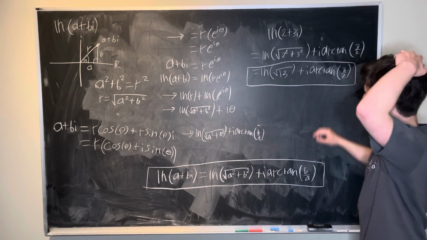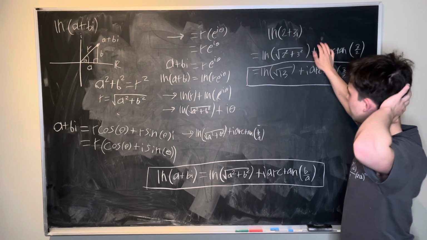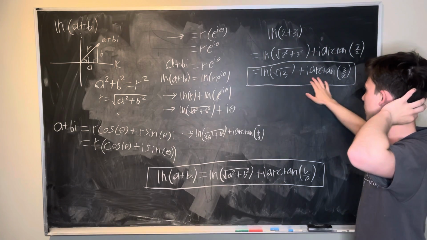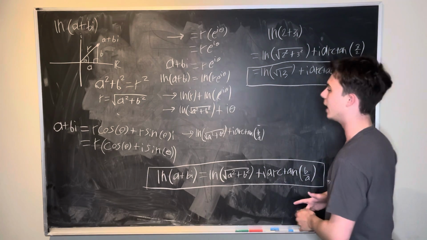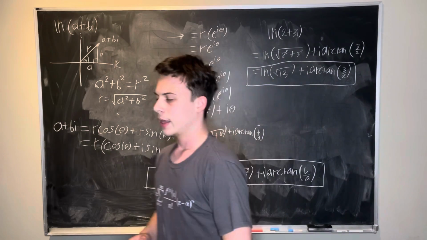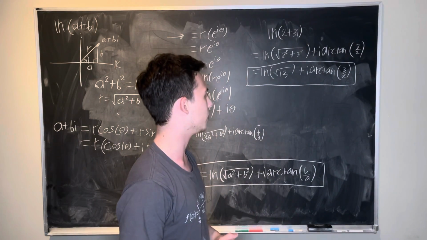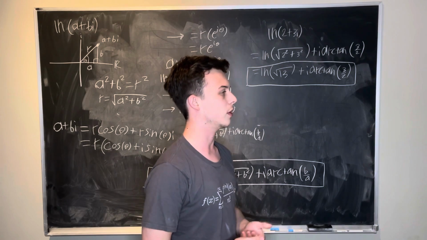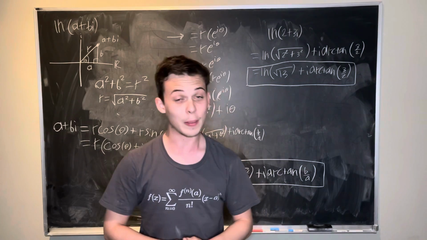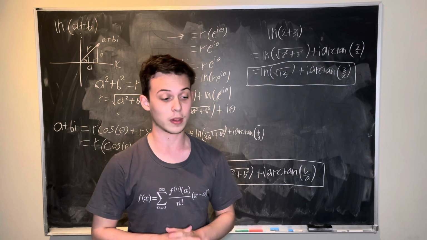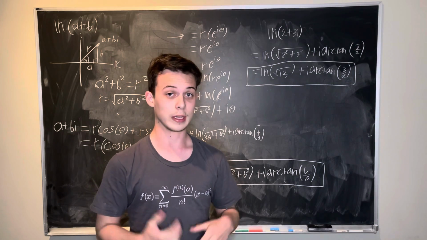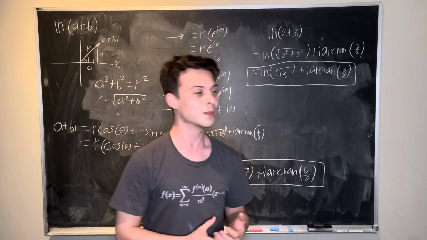So the natural logarithm of 2 plus 3i is equal to the natural logarithm of the square root of 13 plus i times the arctangent of 3/2. So it's actually quite easy to calculate, assuming that you have access to a calculator, or you might just know the arctangent of 3/2 off the top of your head. If you do, good for you, but I don't.